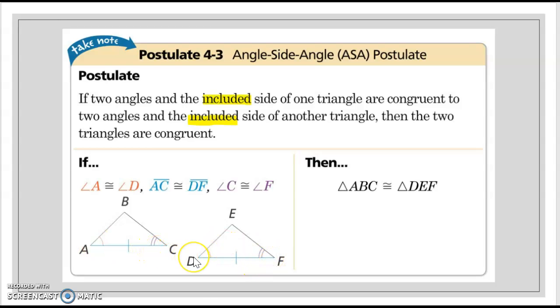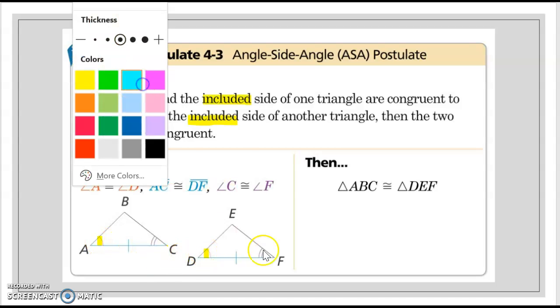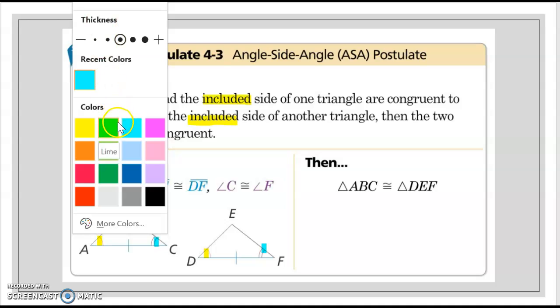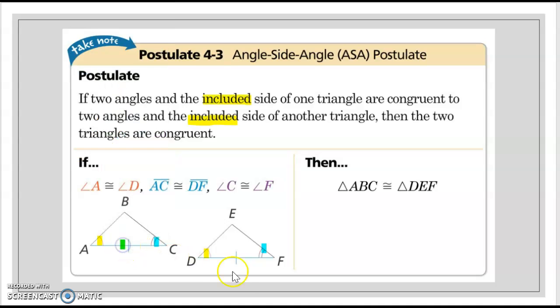Okay? So you have angle A and angle D, they match. And then you have angle F and angle C, which match. And the side that's between them, AC and DF, they match as well. So that's what we're looking for.